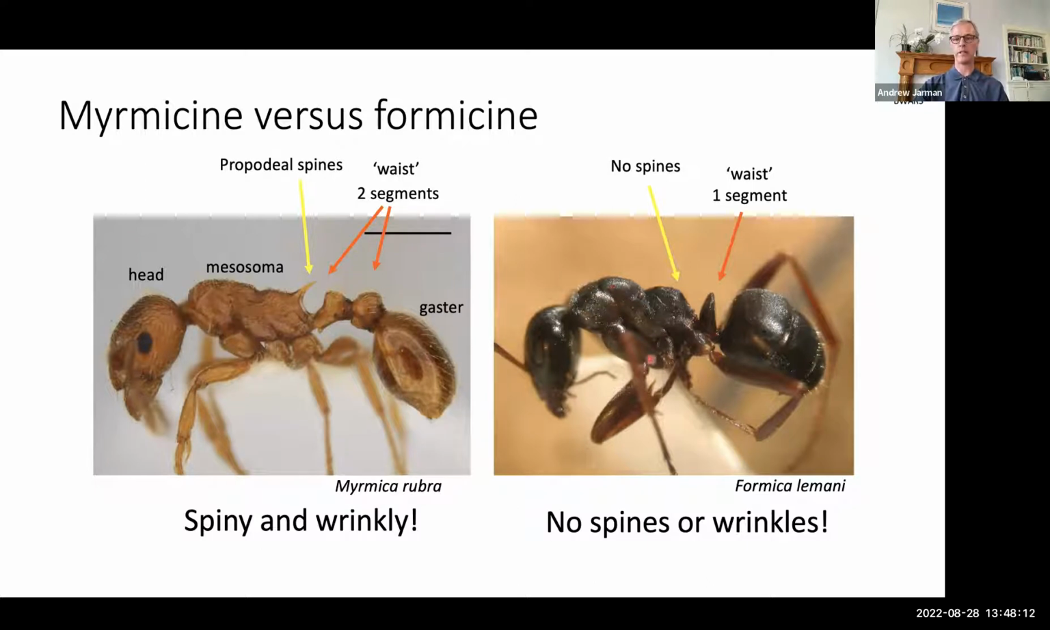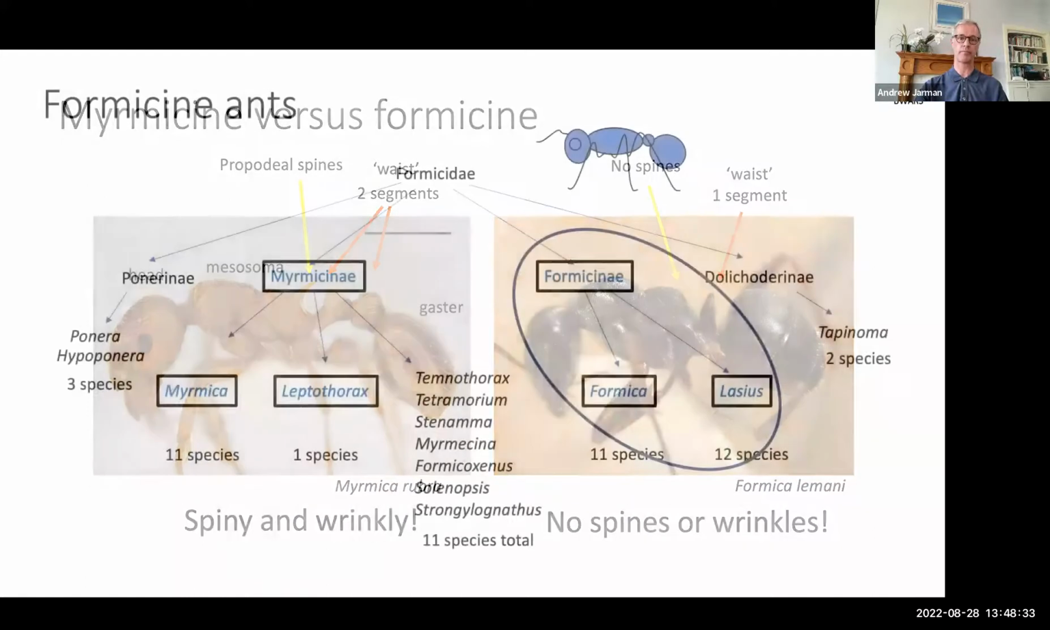Formicine ants have a 1-segmented waist, and they don't have spines on the rear of the mesosoma, and they tend to be not wrinkly at all, but rather smooth. So telling apart a Myrmicine ant from a Formicine ant is actually really quite straightforward, and you don't have to worry about the other subfamilies most of the time.